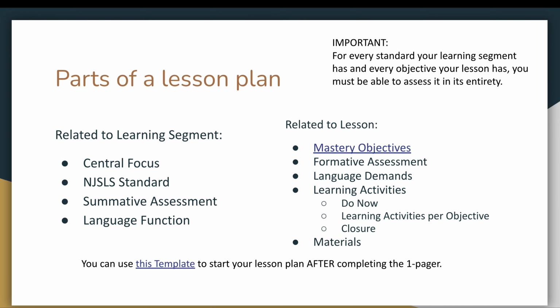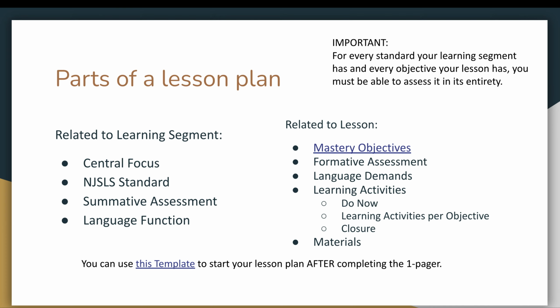Most of the lesson plan, though, is actually related to the lesson. So the things that are related to the lesson are mastery objectives. By the end of this class, students will be able to, and so on. And I would keep it to no more than 3 mastery objectives for the entire lesson.